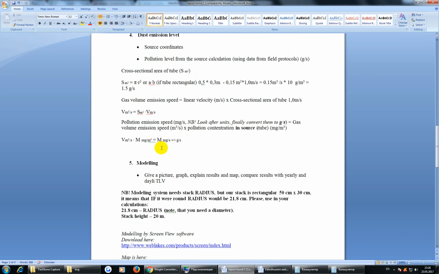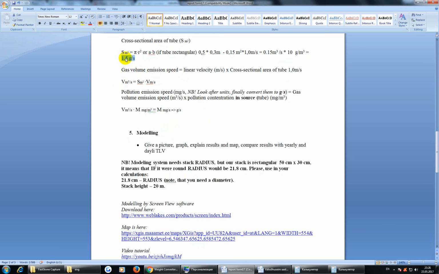But for building a model, you should know the emission source information: the height of this emission source, the inside radius. You need to know the emission gas speed, and you also need to know the emission level in grams per second. Okay, we already have this information after our short calculations. So it will not be 1.5.